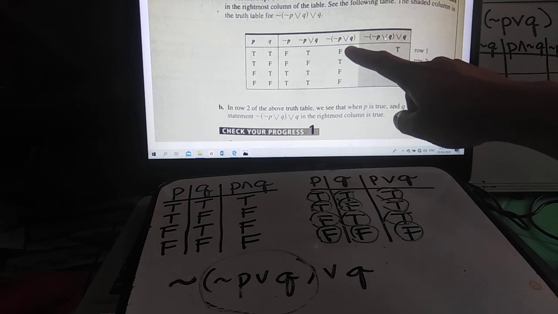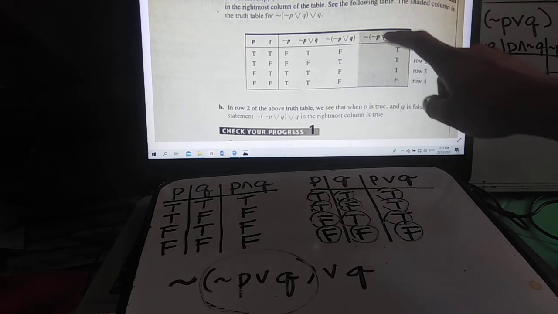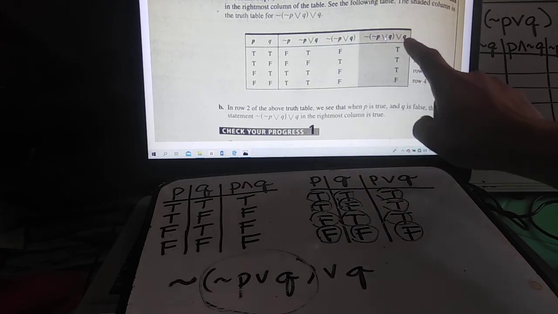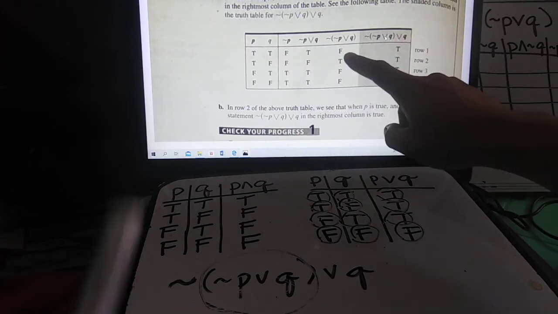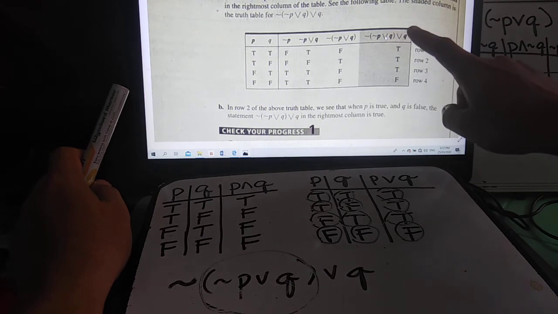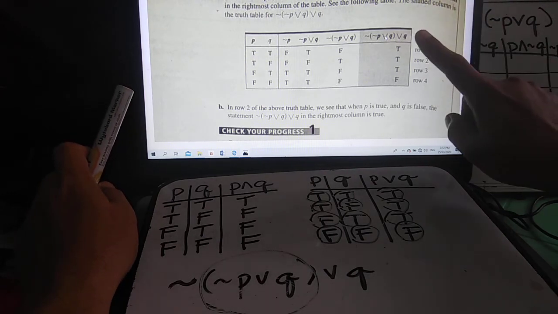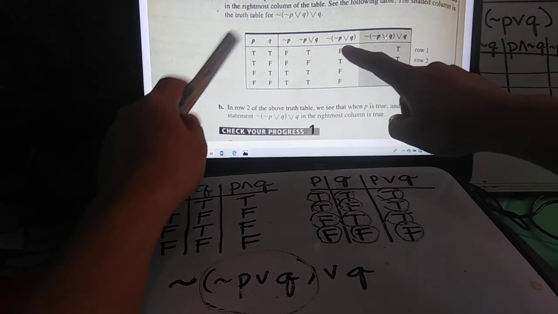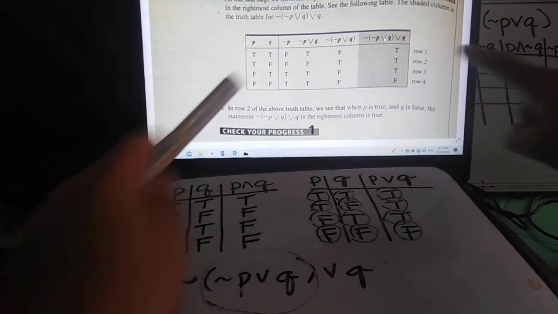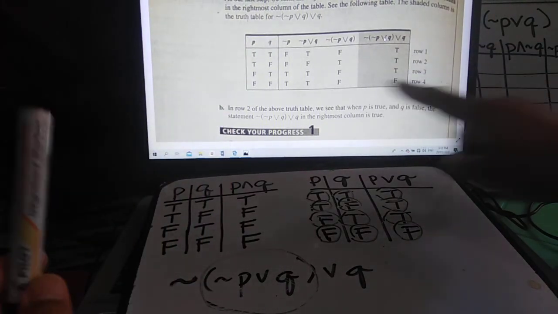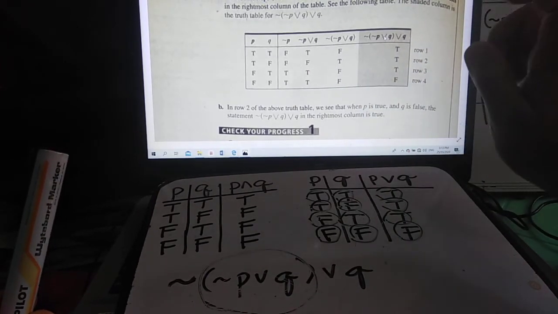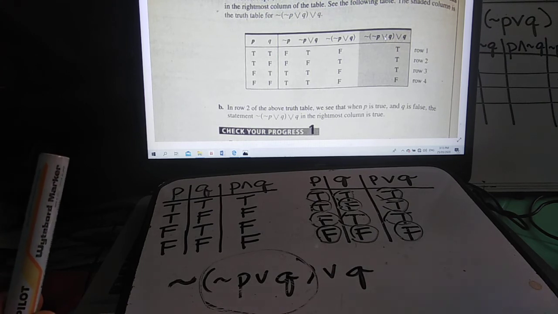So these are the values for the negation of not P or Q, and these are the values for Q. This is a disjunction again: as long as it has a true statement, the value is true. So false, true, true; true, false, true; false, true, true; and false, false, we have false.